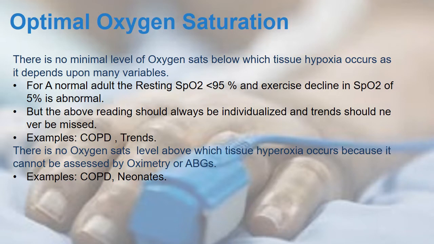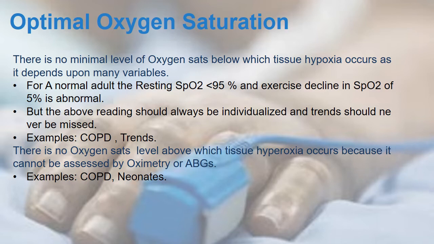Well, there is no upper limit of oxygen and there is no lower limit. We don't know at which lower limit tissue hypoxia occurs, because it depends on many variables. But what we know is that for a normal adult at rest, SpO2 is around 95% or less, and on strenuous exercise, if the SpO2 declines by greater than 5%, this is abnormal and you have to go to the doctor.